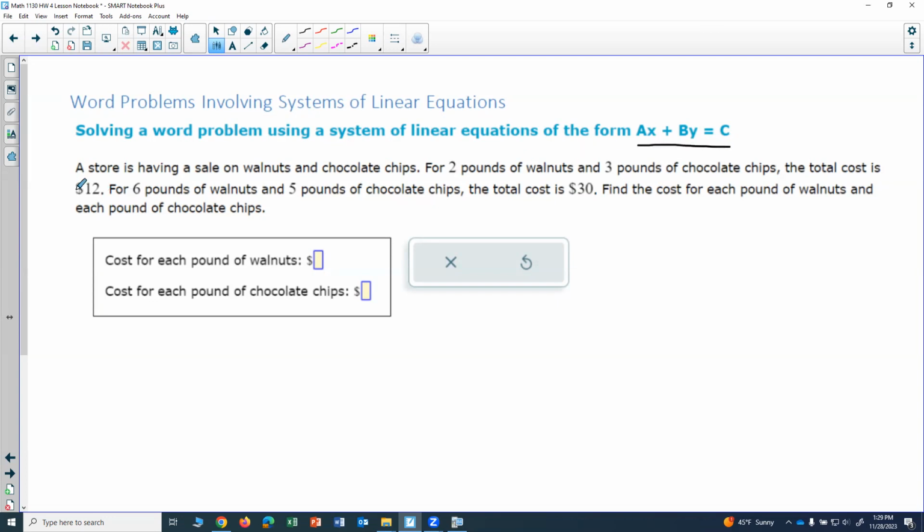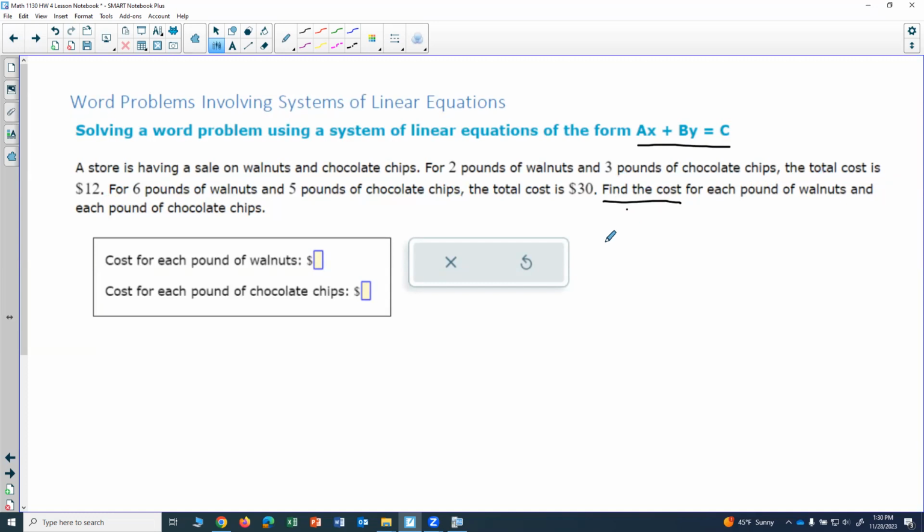Our example says a store is having a sale on walnuts and chocolate chips. For 2 pounds of walnuts and 3 pounds of chocolate chips, the total cost is $12. For 6 pounds of walnuts and 5 pounds of chocolate chips, the total cost is $30. Find the cost for each pound of walnuts and each pound of chocolate chips. So what we're looking for is the cost.